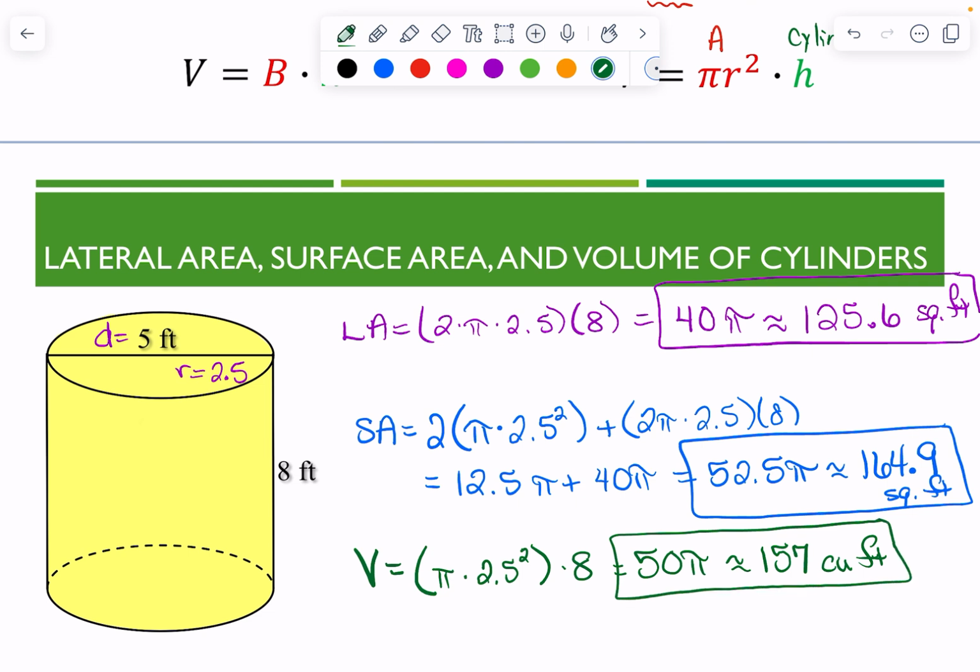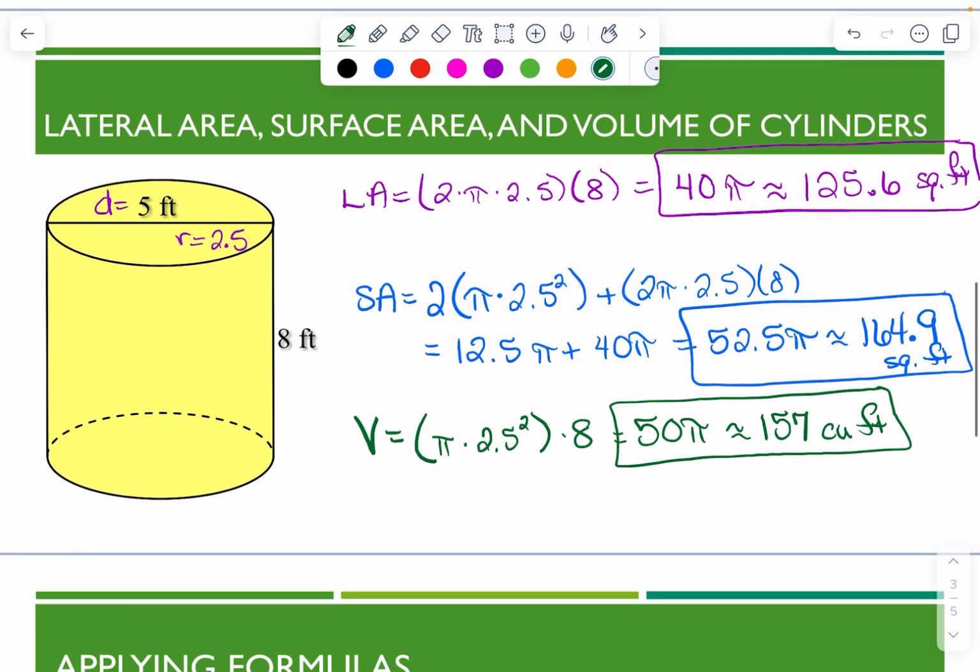If you notice, it's very similar to what we did on day 1. It's just now we have to add in all the formulas for the circles. So the circumference instead of perimeter, the area for the circle instead of the area of the base, and so on and so forth. So you just get a lot of that pi stuff going along in there.